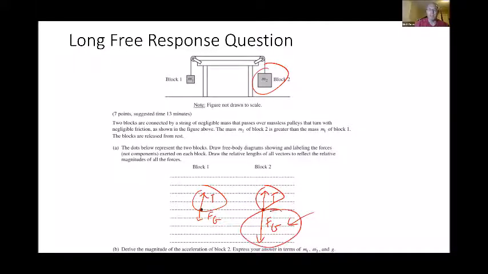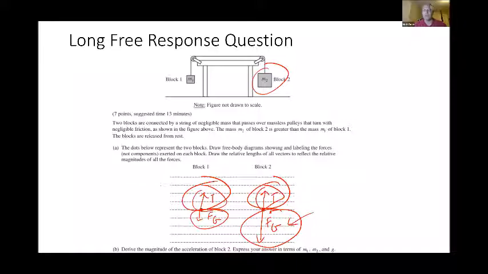So there are two things they're going to be looking for. Is the weight of block 2, is that arrow longer than the weight of block 1? It's got to be because it's bigger. And are the tensions the same in both cases? That's really what they're looking for you to get the point on that one.